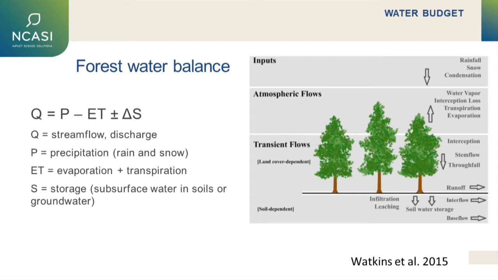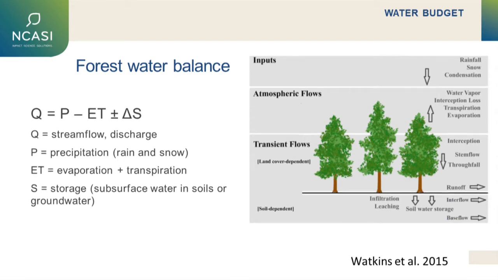If we focus on the stream flow component, it's important to briefly review and update the basic forest water balance. So of course, stream flow, represented by Q in the forest water balance equation, is really a function of changes in your inputs and outputs. Inputs, of course, include precipitation as rain, snow, and also condensation such as fog. But our outputs can include transpiration from trees, but also evaporation from the entire ecosystem.